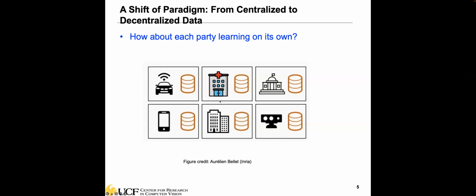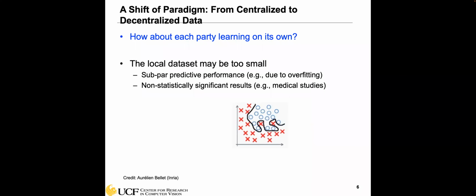For some institutions like a hospital, just relying on the data from my hospital, not using any of the data outside the hospital. Any other institution as well, we'll train the model on its own. But here, learning on its own data also has some limitations.